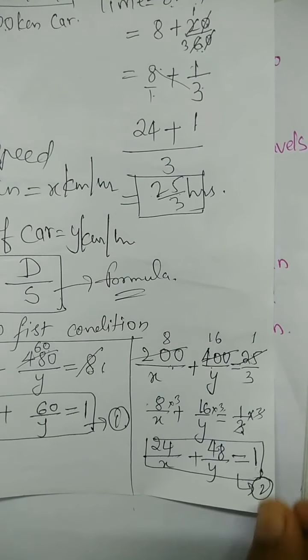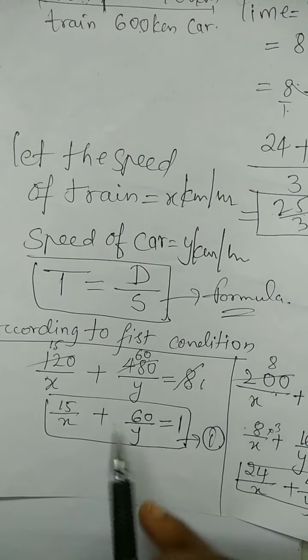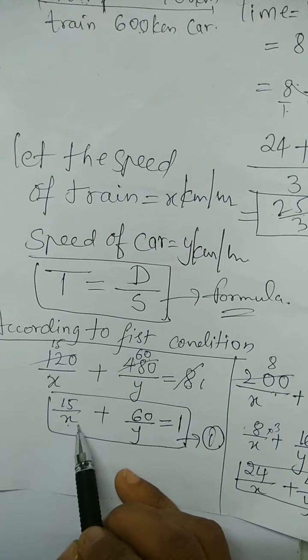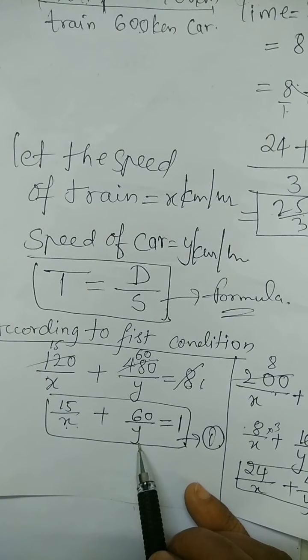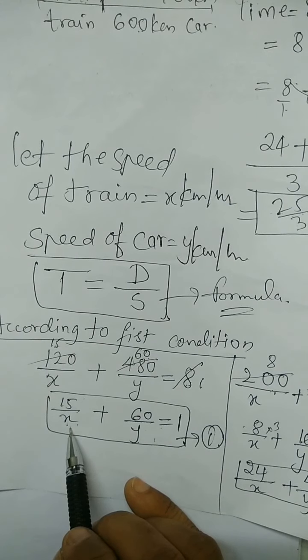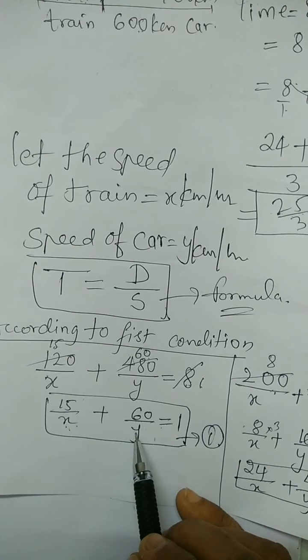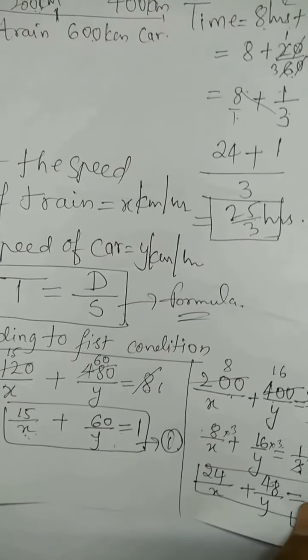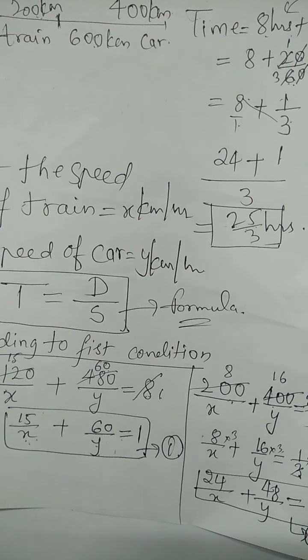Which substitution will you follow here? See, 15 by x can be written as 15 into 1 by x, and 60 by y can be written as 60 into 1 by y. So 1 by x you take a, 1 by y you take b, and convert them into linear pair, and then you solve it by elimination method. If you don't know how to solve such equations, go through my previous video. You will understand it better.